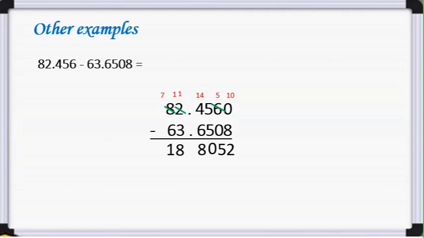So now, let us move to our last step. We need to put the decimal point directly aligned with the other decimal points of the minuend and the subtrahend. So, when you subtract 82 and 456 thousandths minus 63 and 6,508 10,000ths, the answer is 18 and 8,052 10,000ths.